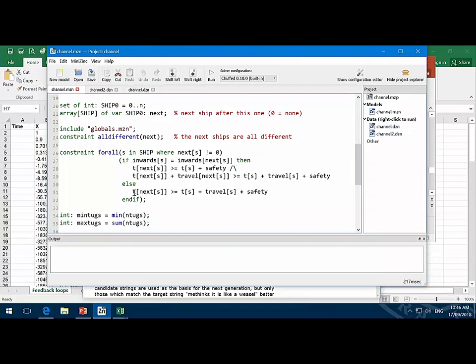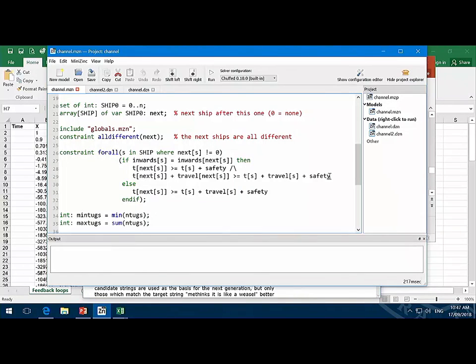Imagine that we left really close to each other, but the next ship is faster than us. Then the next ship actually hits us from behind. So we also have to check at the end. The time that the next ship left plus its travel time has to be greater than the time that we left plus our travel time plus the safety distance. So that's making sure that we don't get hit before we reach the end.